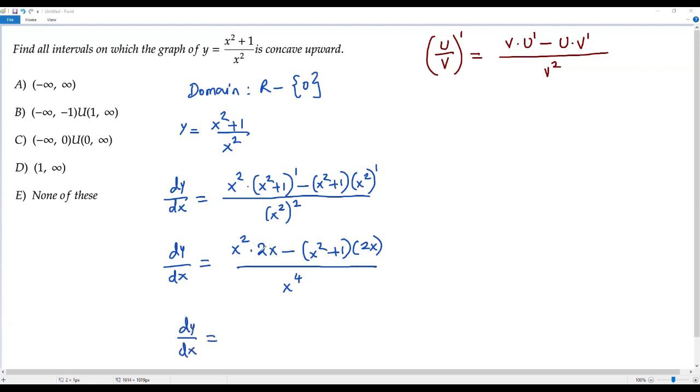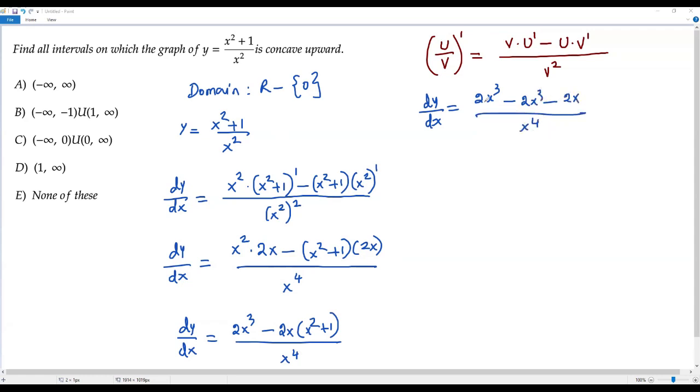dy over dx equals, when I multiply x square and 2x, I get 2x to the third power, negative. Here we can take this 2x in front of x square plus 1, so I get 2x times x square plus 1 over x to the fourth power. Then dy over dx equals 2x cube. Now we can distribute this negative 2x to x square and 1. When I do so, I get negative 2x cube, negative 2x, over x to the fourth power. So this positive 2x cube and negative 2x cube will cancel, and I get negative 2x over x to the fourth power.